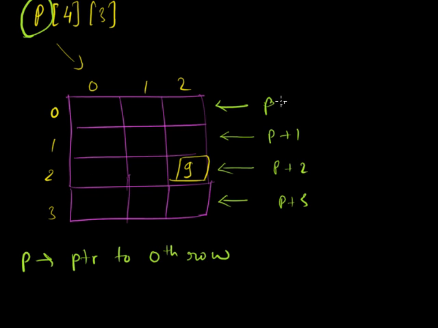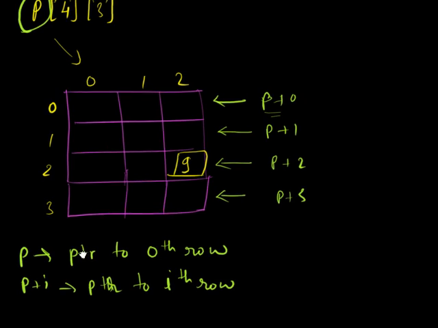Okay, now this is p plus 0. So the standard notation here we get is p plus i. This is nothing but the pointer to the ith row, right? Okay. Now you have the pointer to the row, right? Now to get to the element of a particular row, we will have to get to the first element of that row. Then we can increment our pointer to the required position, right?